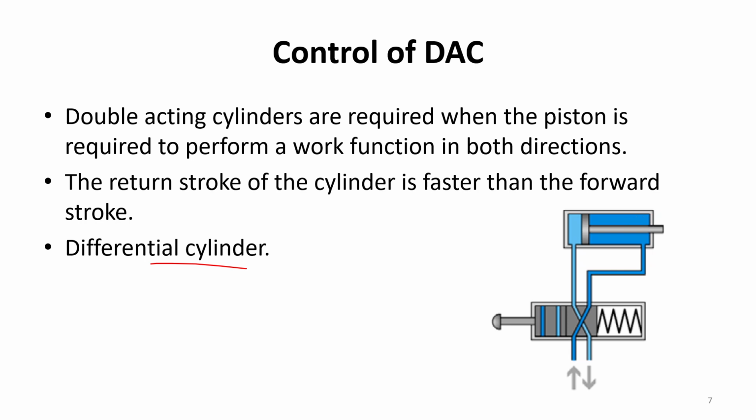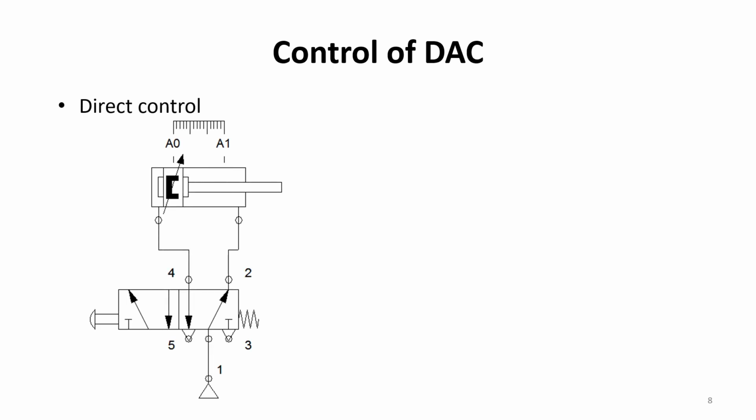Now let us try to understand how do we control the double acting cylinders directly and through indirect means. A direct control of a double acting cylinder will require a manually operated DCV. For a double acting cylinder, we will require a 5/2 push button actuated spring return DCV. So port number 1 will be the source port. Port 4 will be connected to the cap end of the cylinder. Port 2 will be connected to the rod end of the cylinder. Third port and the fifth port will be the exhaust ports, which will be opened up into the atmosphere.